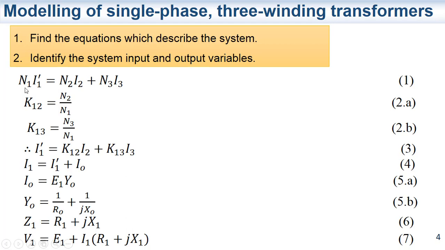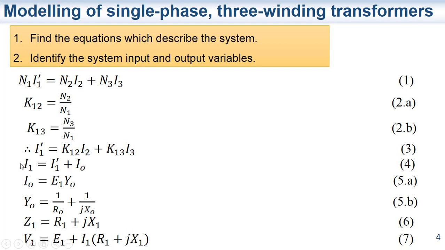Now, the ampere-turns equation: the number of turns of the primary multiplied by the primary current equals the number of turns of the secondary multiplied by the current which goes through the secondary, in addition to the number of turns of the tertiary multiplied by the tertiary current, where equation 3 shows that power is transferred from the primary to the secondary and the tertiary windings simultaneously.